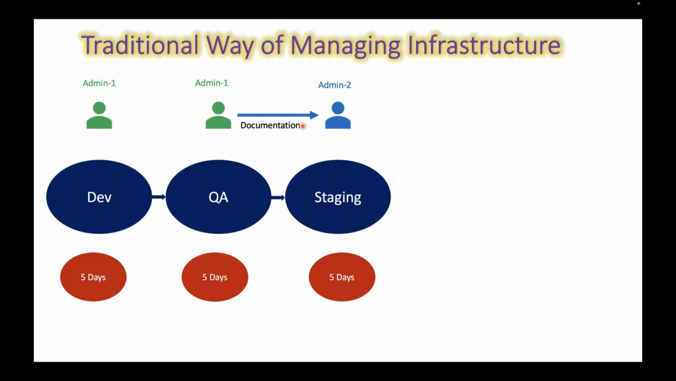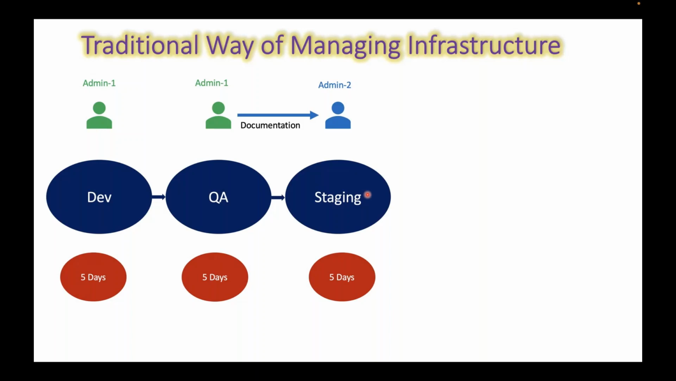And in the team we have another team member called admin 2. So let's assume he is going to take care of staging and other environments. In that case, admin 1 has to provide the documentation of what he followed on dev and QA, right? So he has to prepare the documentation and pass it over to admin 2 so that he can refer to the documentation and create the same set of resources, whatever was created on dev and QA, in the staging environment. So finally, admin 2 is also going to take 5 days, right?